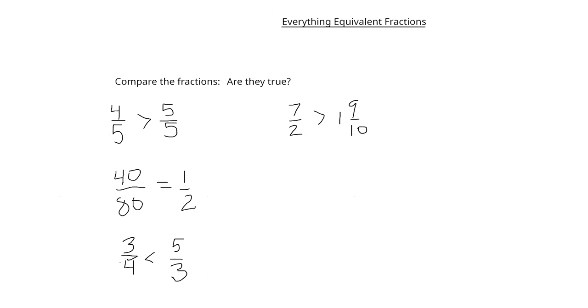Final one. Hang in there. Almost there. You have to say, are these true? Now, this is going to require some critical thinking. You just have to look at each one and figure out what they're saying. Is it true or not?